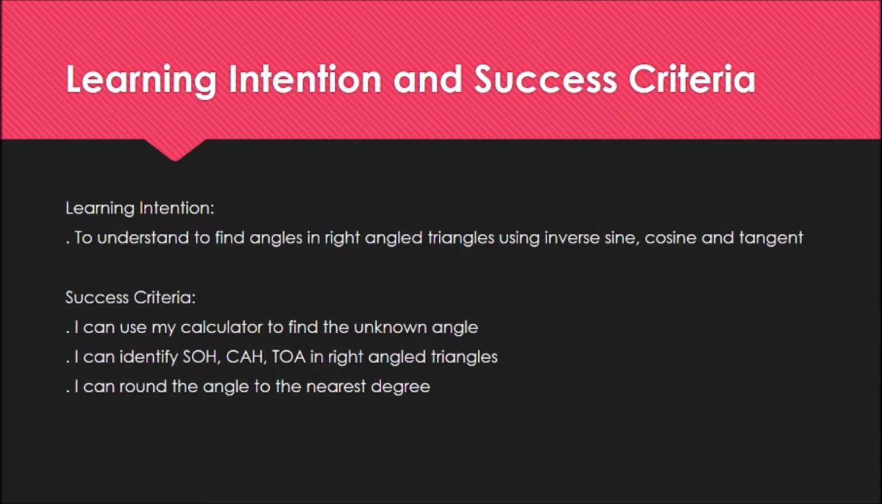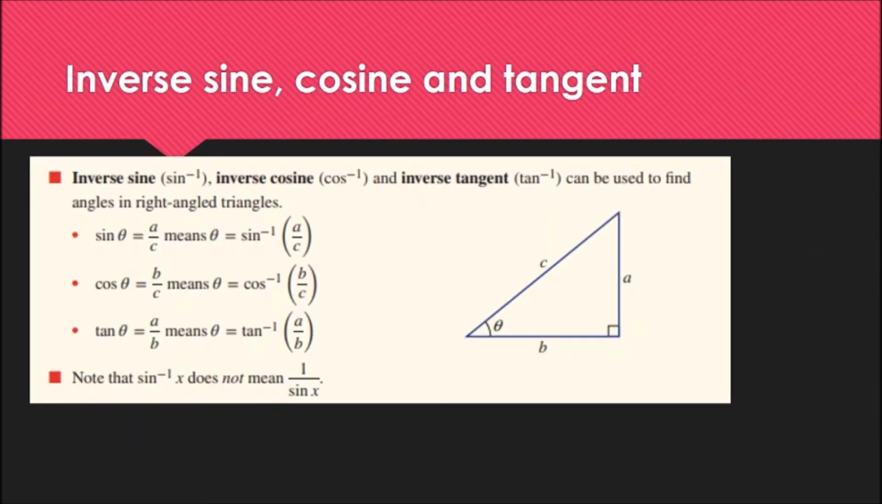Today's learning intention is to understand how to find angles in right angled triangles and to use the inverse sine, cos and tangent. Your success criteria today is to be able to use your calculator to find the unknown angle, whether that's the actual scientific one you've got at home or the link that we've sent you. You need to also be able to identify SOHCAHTOA in your right angled triangles, so a bit from previous lessons, and you need to be able to round the angle to the nearest degree and not leave it in decimal points. So what is the inverse sine, cosine, and tangent?